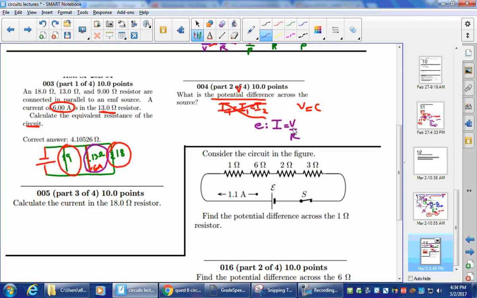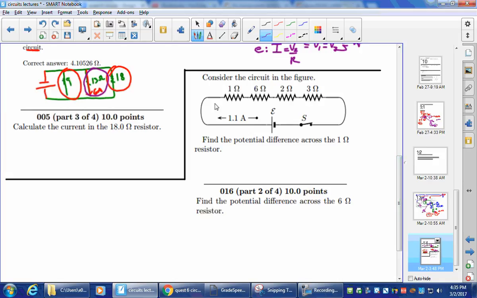You can solve for the voltage that way, right? If you just get rid of R. And whatever the voltage at resistor 2 is going to be, guess what? It's going to be equal to the voltage at resistor 1. It's going to be equal to the voltage at 3, which is going to be equal to the voltage source, right? The total. Let's move on.